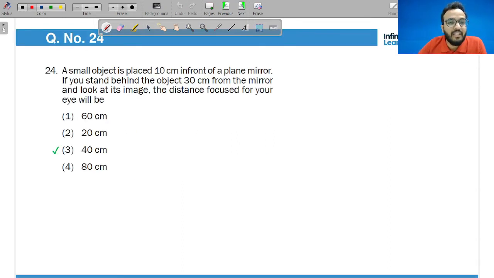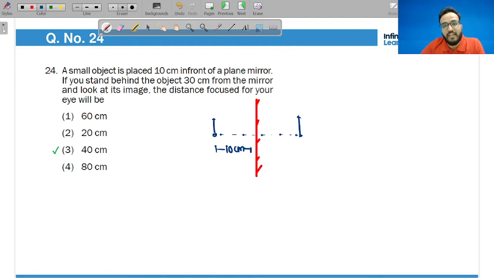Now, small object placed 10 centimeter in front of a plane mirror. See, this is a plane mirror. Very easy. So where is the image obtained of an object if it is kept like this? This is an object kept like this here. How much distance? 10 centimeter. So obviously its image will be obtained here only of the same size but laterally inverted, 10 centimeter.